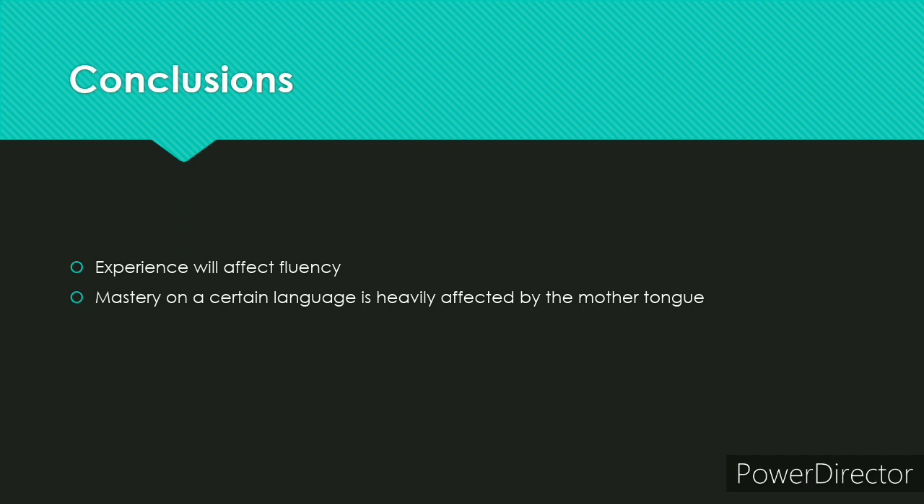For example, Dimas's mother tongue is Indonesian. He has a hard time mastering the English language because his mother tongue is in Indonesian, because it's harder to master a non-native language than a native language because we are not as exposed to that language. That's why mother tongue is actually extremely important. So that's why mastery on a certain language is heavily affected by the mother tongue.